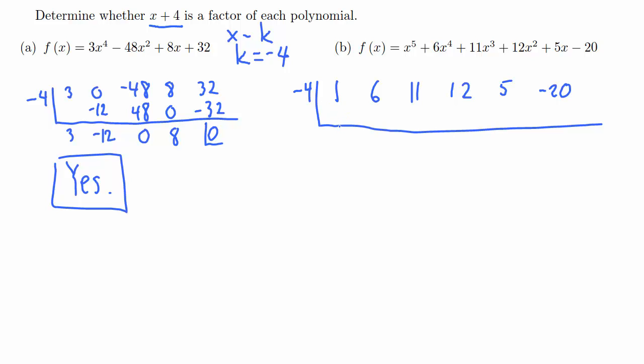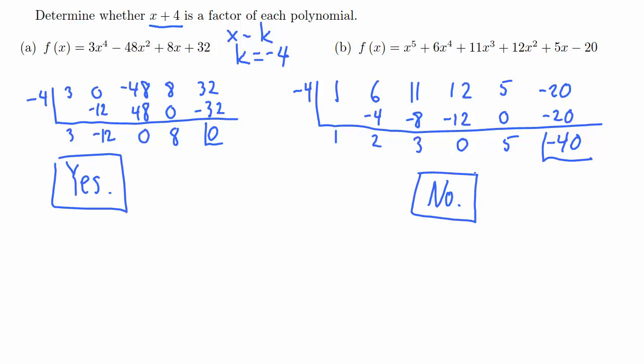Now let's see the synthetic division. Bring down the 1, multiply, add, multiply, add, multiply, add, multiply, there, that's the correct multiplication, add, and multiply, and add. Fantastic. Oh, look, negative 40 is not 0. Therefore, the answer is no. That means that x plus 4 is not a factor of b.